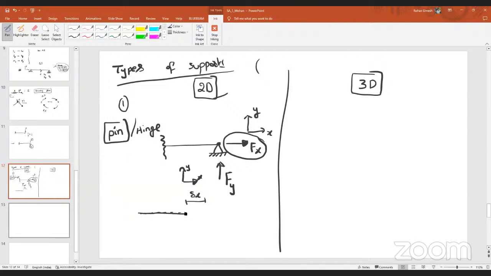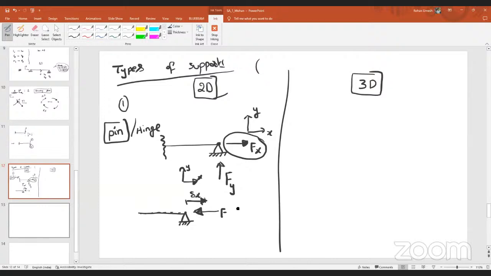This is your member and this is your support. Imagine that at this point, this member will try to rotate or will try to translate along the positive X direction. What will be the direction of the reaction force? Will it be on the right side or on the left side? Left, sir. So here at this point, the beam or the object is trying to move along the right side direction. So to oppose the motion, the resisting force will always develop in the opposite direction.